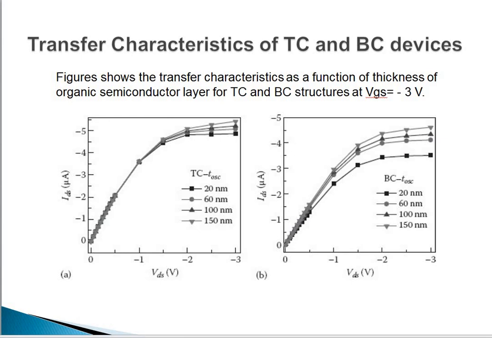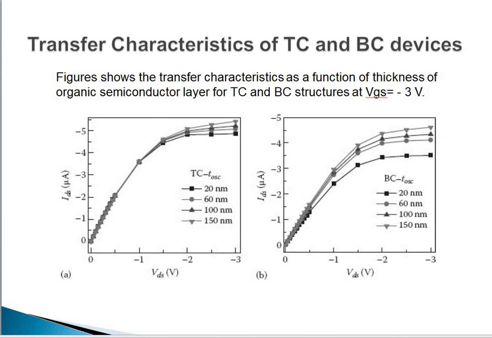Next, I will show you transfer characteristics of top contact and the bottom contact organic field effect transistor device. Figure shows the transfer characteristics as a function of thickness of organic semiconducting layer for top contact and the bottom contact structures at gate to source voltage of -3 volt. This is the transfer characteristic for the top contact organic field effect transistor structure. This is the transfer characteristics for the bottom contact organic field effect transistor structure. You can observe in the figure, when you change the thickness of the organic material in the organic field effect transistor, the variation in the drain current.